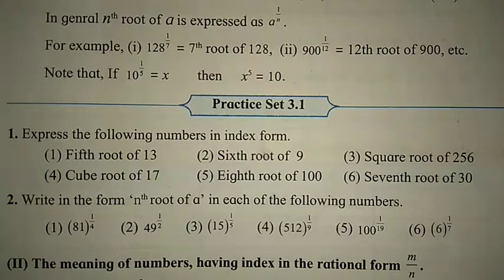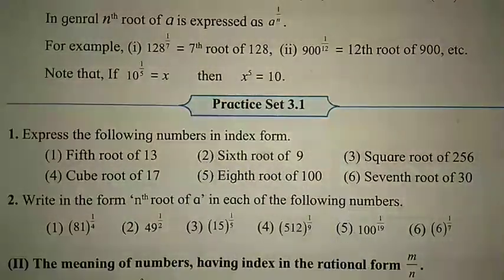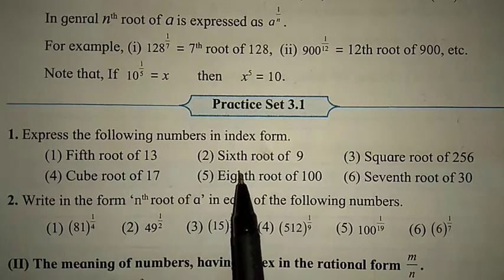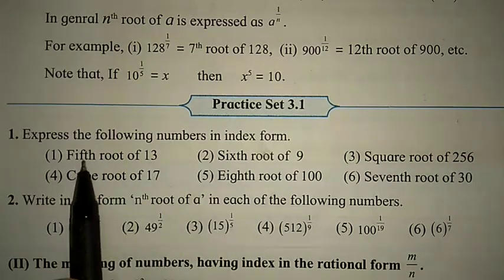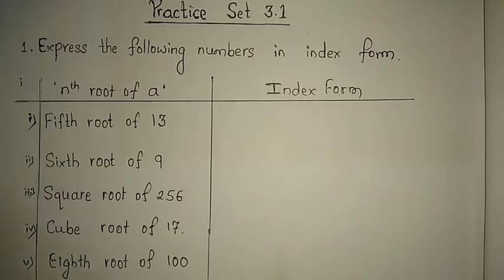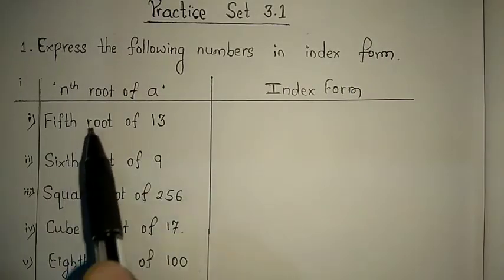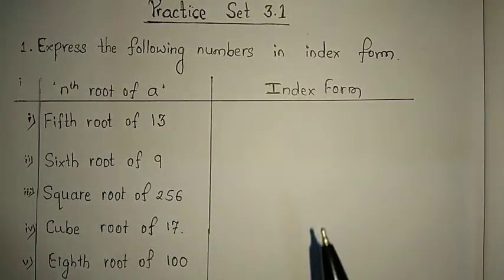Now we will see how to solve practice set 3.1. In practice set 3.1, the first question is: express the following numbers in index form. This is a very simple question. You just have to write it in index form. Nth root of a, fifth root of 13, sixth root of 9. It is given in words. You have to write in index form only. So first write the question in your notebook. I have written the question: express the following numbers in the index form, and I have written all the questions in tabular form, so it will become easy for us.